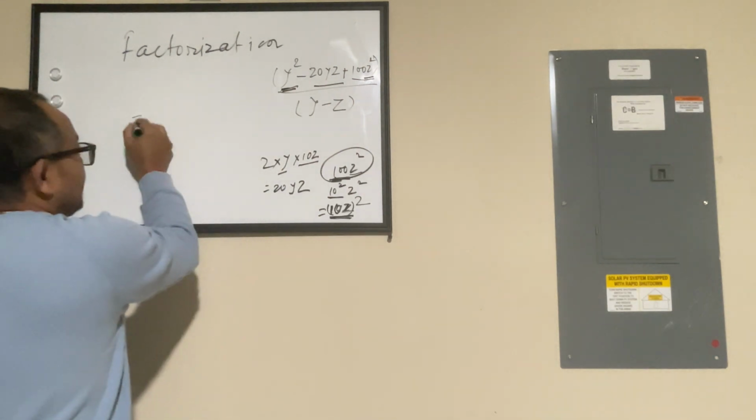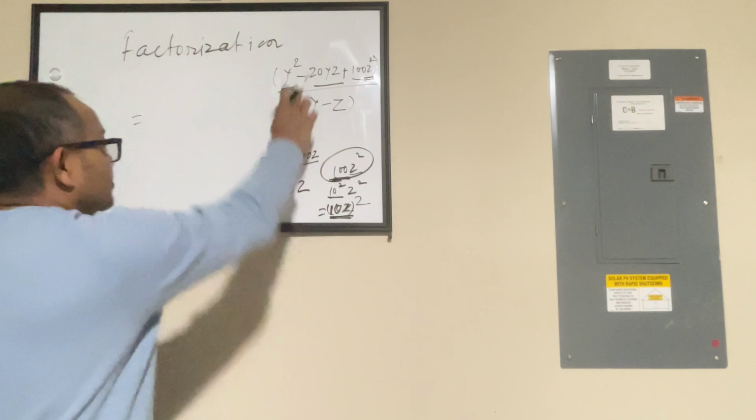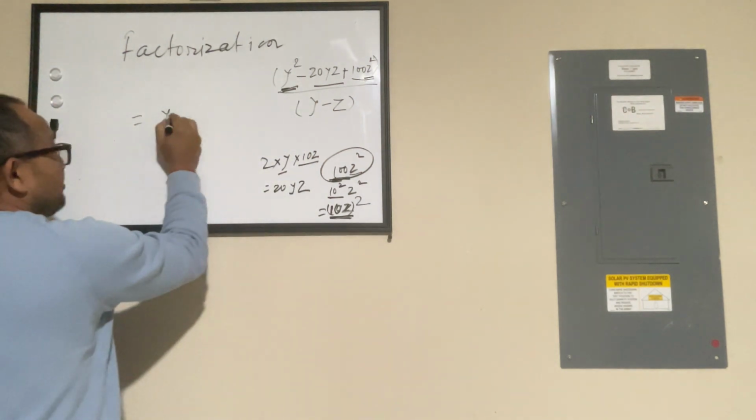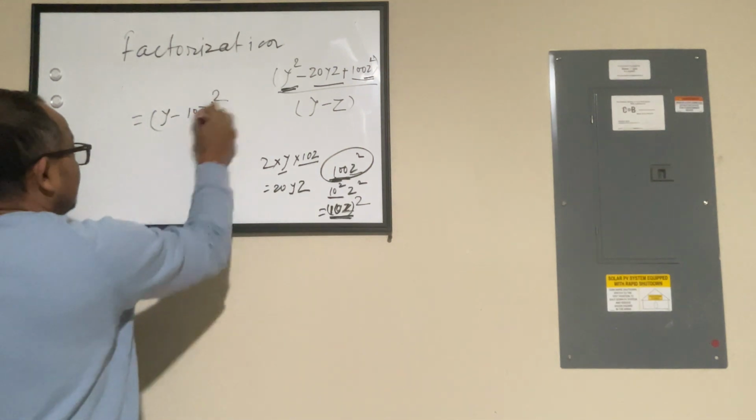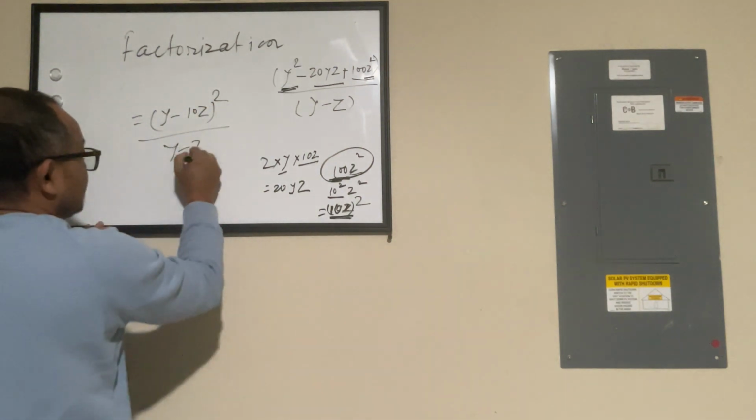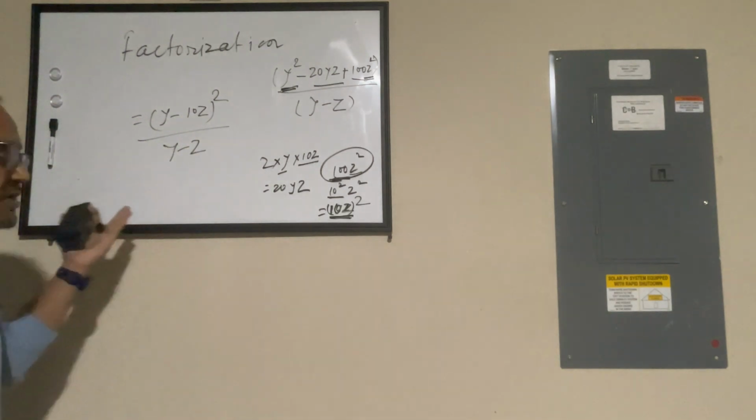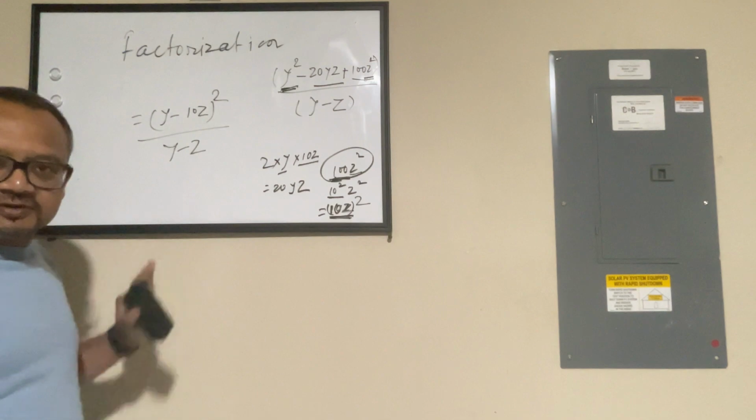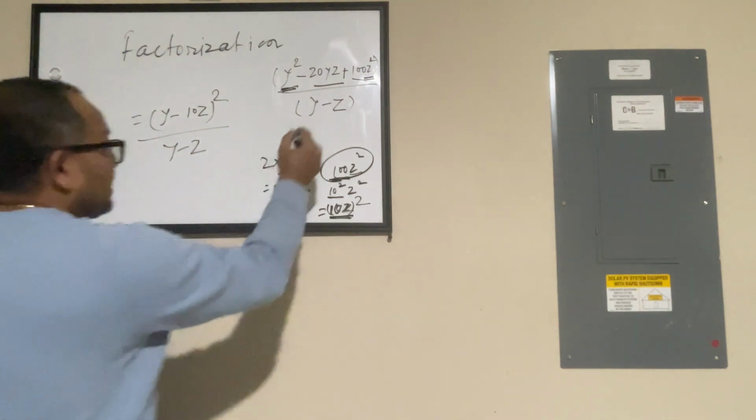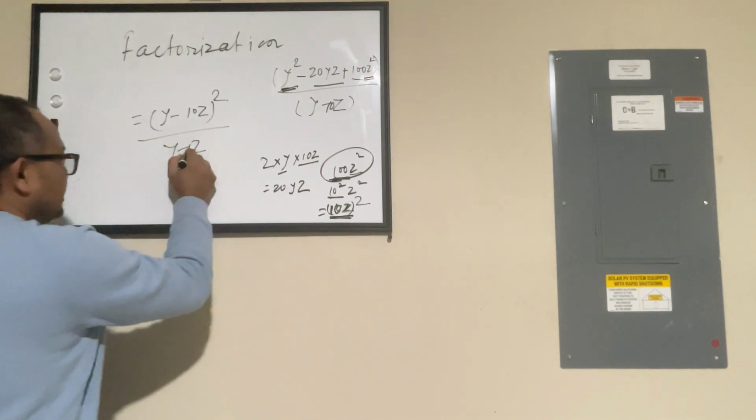Now I know what it is. I had done all my analysis, my test, checking, whatever. So I will write this as y minus 10z square divided by y minus z. I cannot divide this. This is what it is. We'll leave it here. That's okay. If the question was divided by this, then yes.